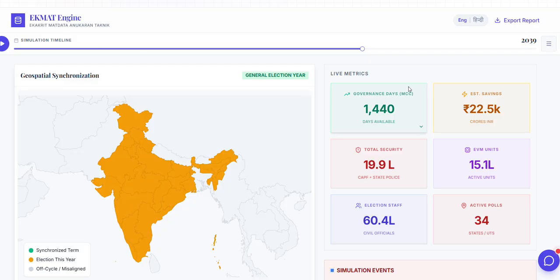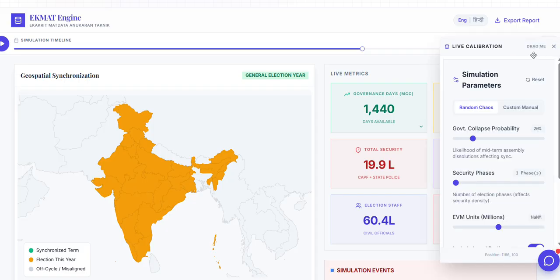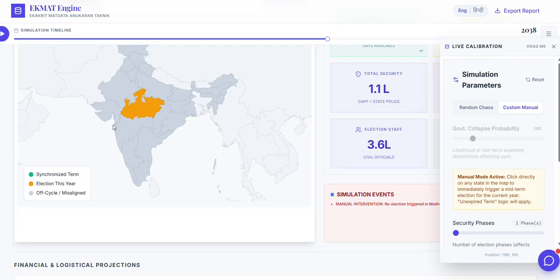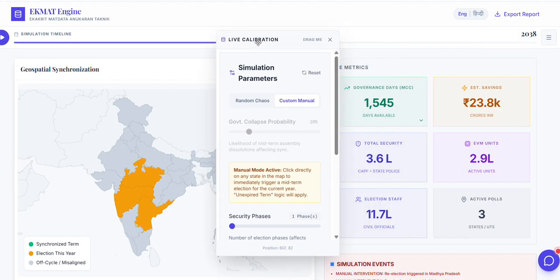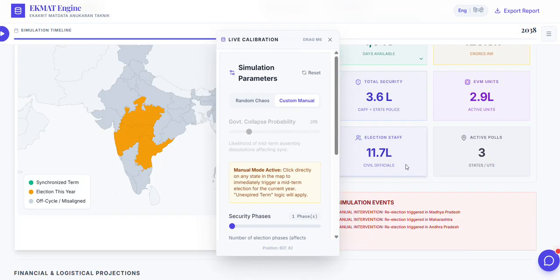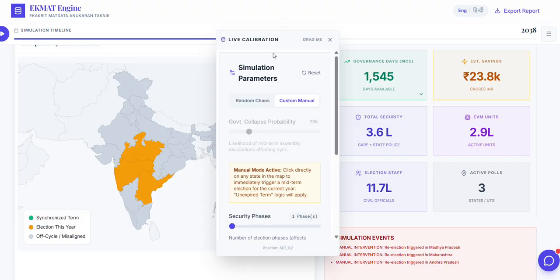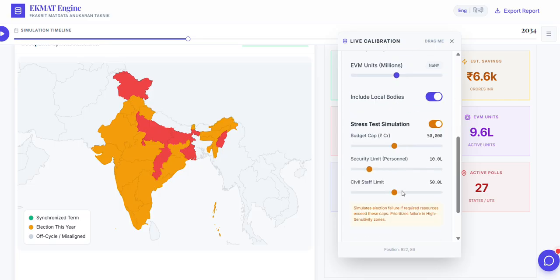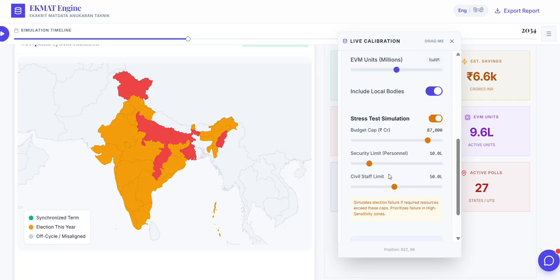Suppose this is a One Nation One Election year where elections are being held in the entire country. But what happens if there is an emergency in some state, like suppose the government falls in the states of Madhya Pradesh, Maharashtra, etc.? So you can see the data, all the data like what's the cost, what security forces are required, what are the events. Again, we have given autonomy to the user that in case there is a resource crunch or any emergency in the country, the user can simulate that.